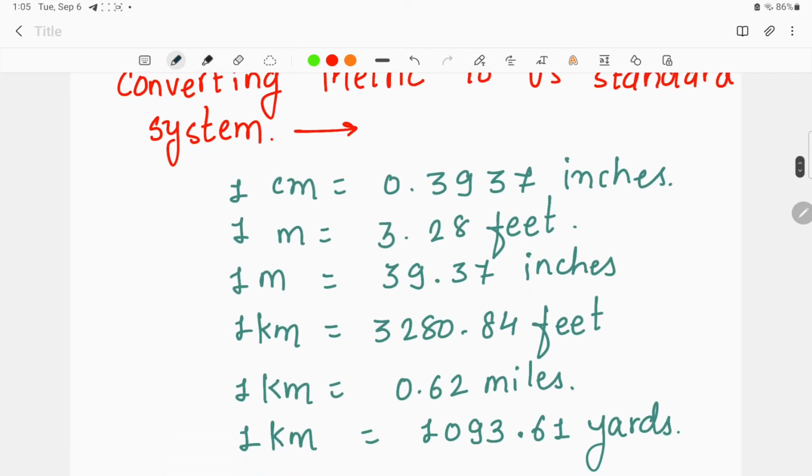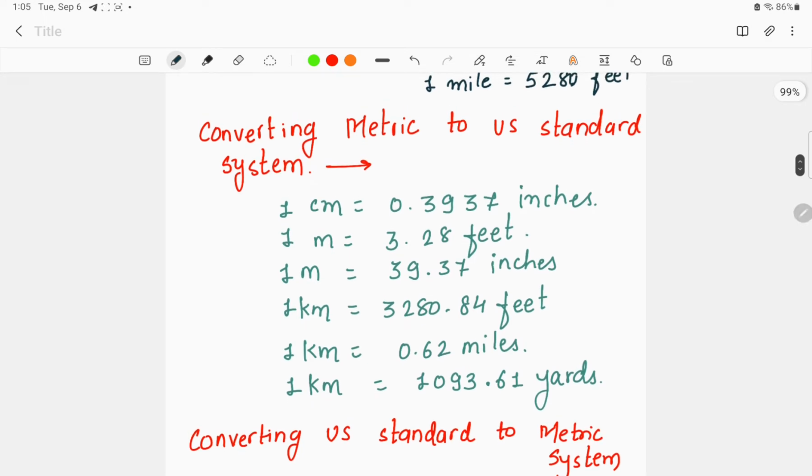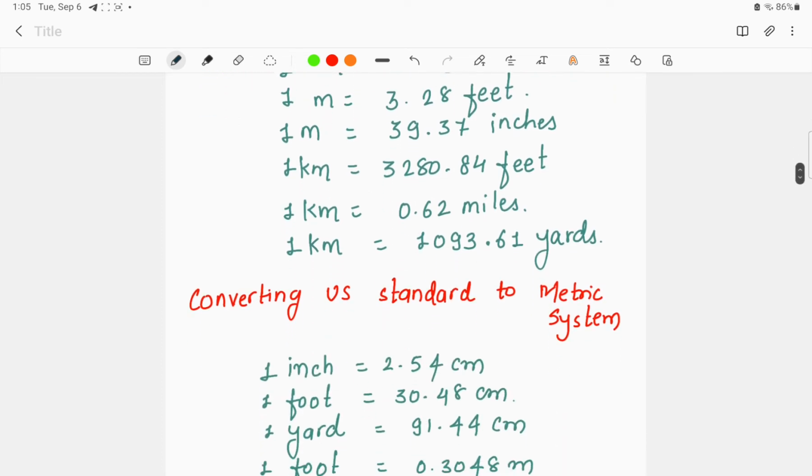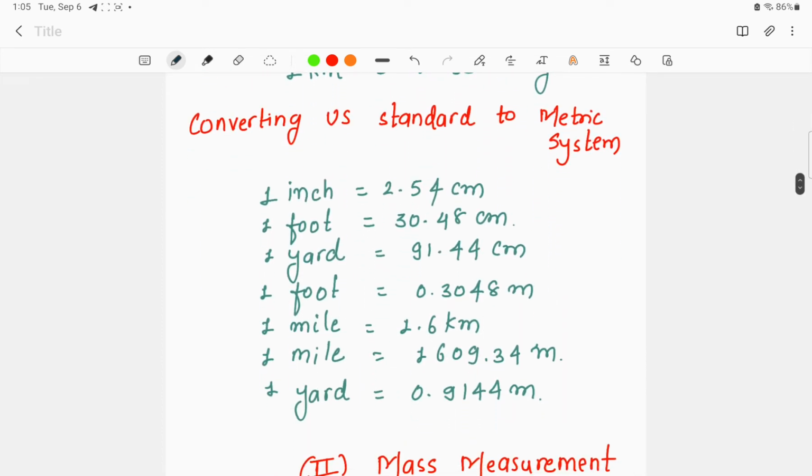Converting the metric to US, we just go through it because this is not compulsorily asked in the examination, but we must understand it, so if it is asked in the examination, we can solve the questions. If we go through it once, we will be able to solve the questions. Converting US standard to metric is again not much important, but do screenshot it and go through it once or twice.